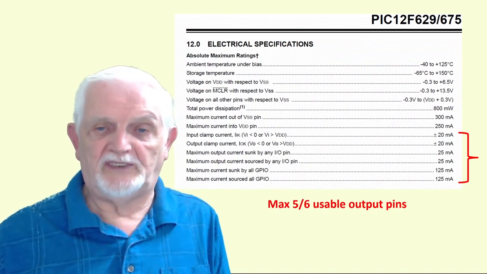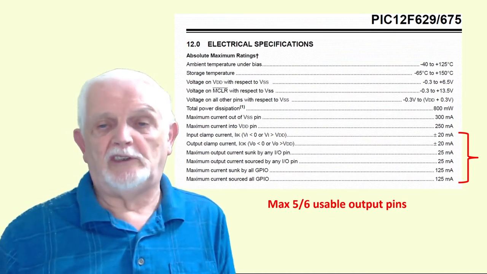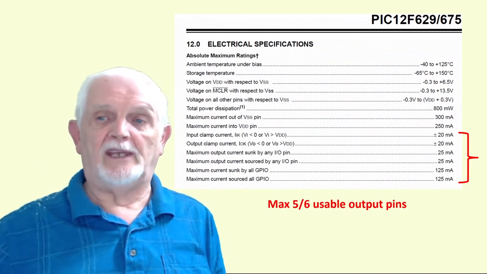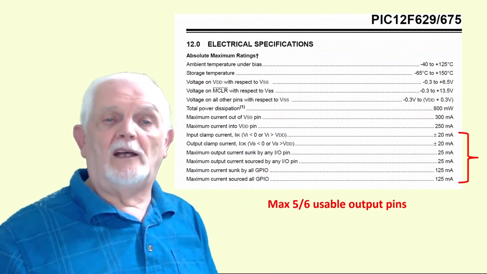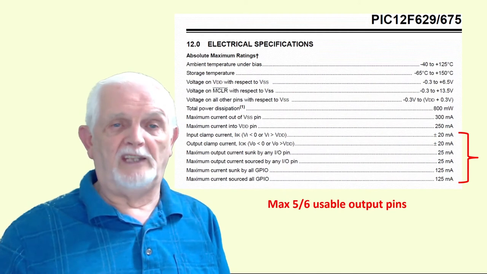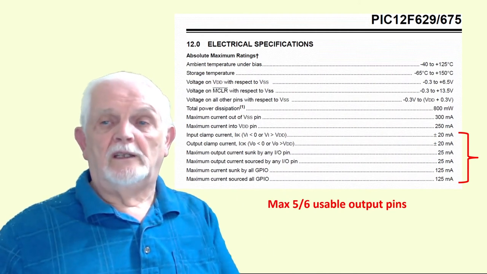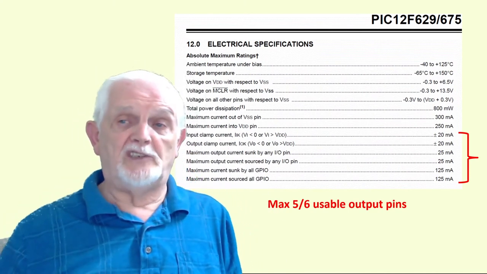The bottom part in particular, this 675 chip has got 5 or 6 pins, depending whether you use a master clear. But there's a limit, as you'll see there, it says don't try to get any more than 25 milliamps out of any of the pins of the chip. Any more than 25 milliamps from any pin is liable to damage that pin.